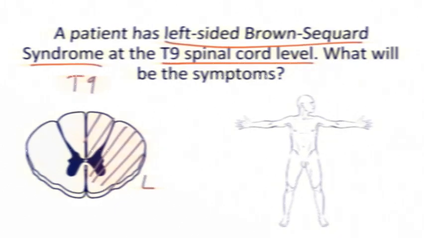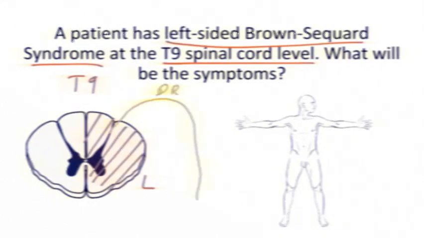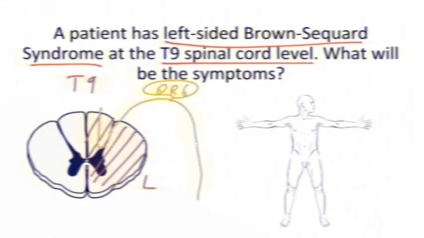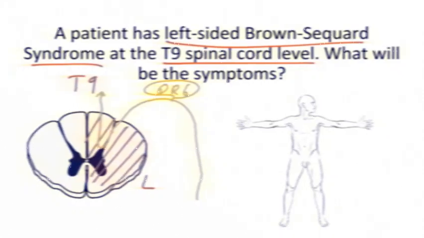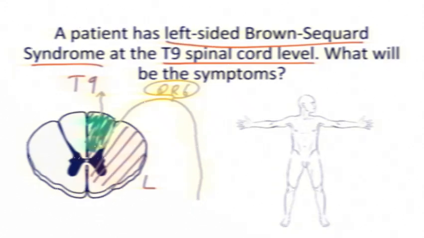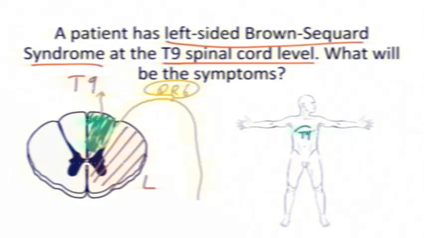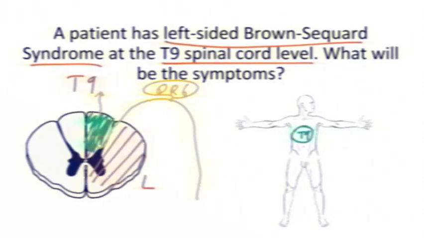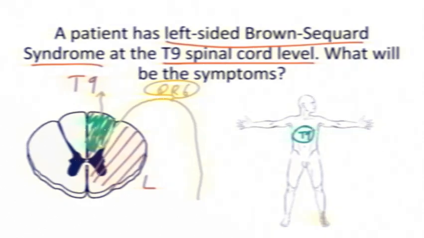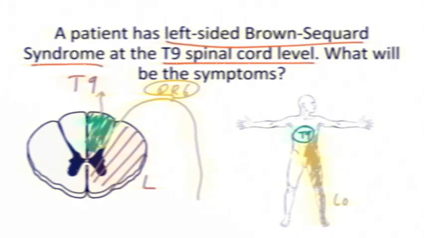So let's think of all 3 tracts one by one. First let's think of the dorsal column, which comes in, enters through the dorsal root ganglion, and then doesn't synapse, but just stays ipsilateral and goes up. So if the dorsal column is damaged, this portion right here, then everything below the T9 level would experience loss of vibration and proprioception. So if we draw T9 right here, then we would expect the patient would have lost vibration and proprioception everywhere on the ipsilateral side below the T9 spinal cord level. So right, loss of vibration and proprioception.